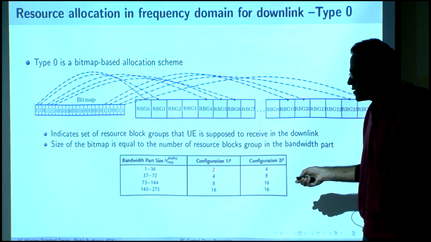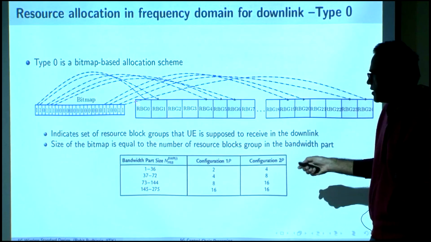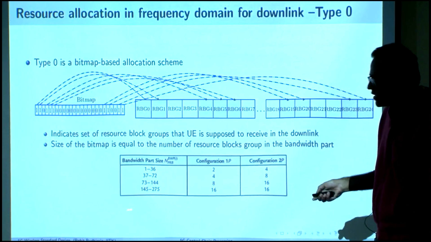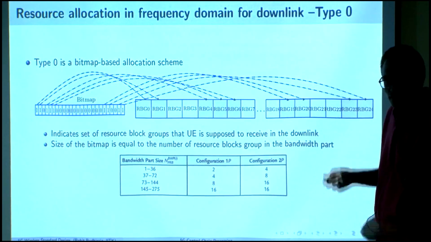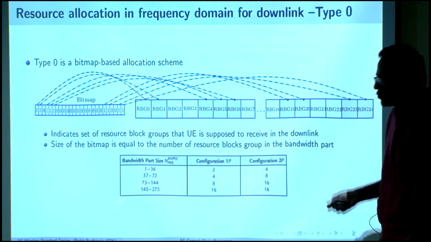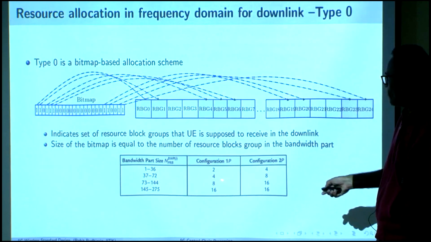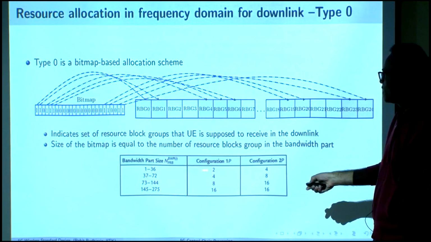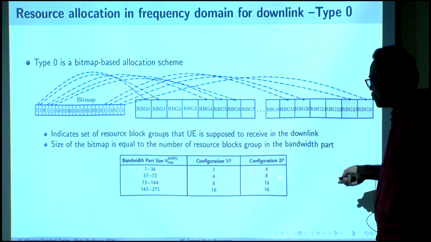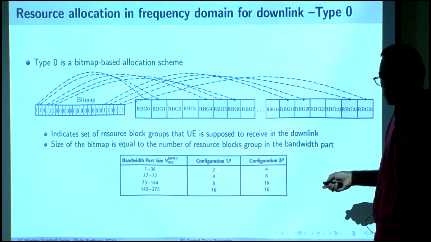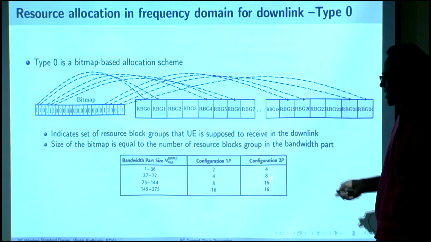So look at this, 2 of them will be clubbed together and a resource block group is formed. But if there are so many PRBs, then you club 16 of them together and form a resource block group. So there are 2 different configurations. 8 and 16 remain the same, but if there is a simpler device, you want to give a little bit more flexibility. Either you can club 2 of them together or you can club 4 of them together. So that's how it works.